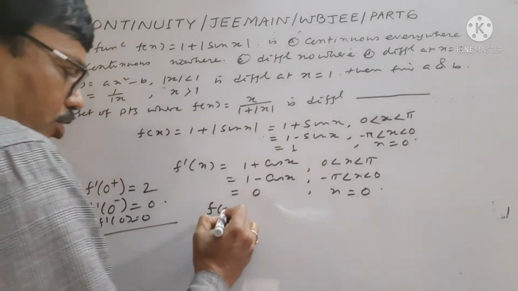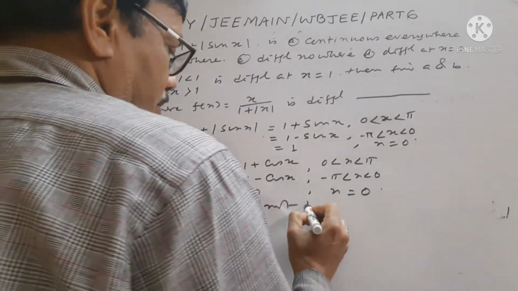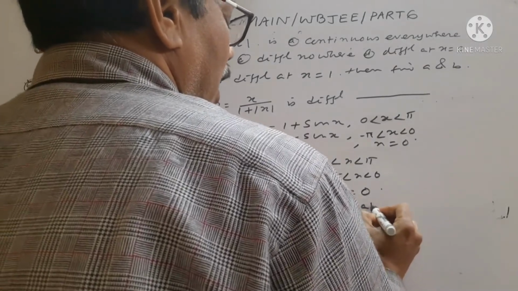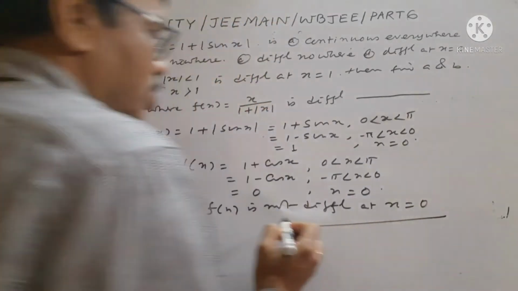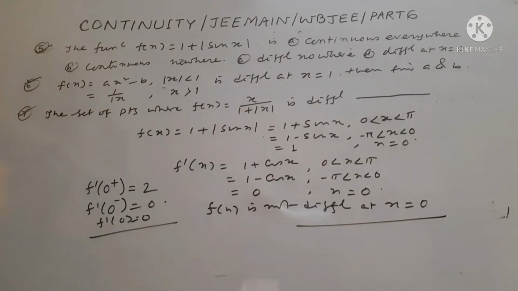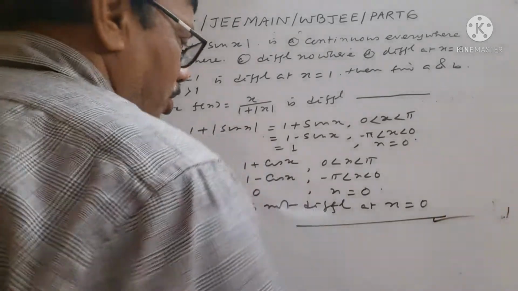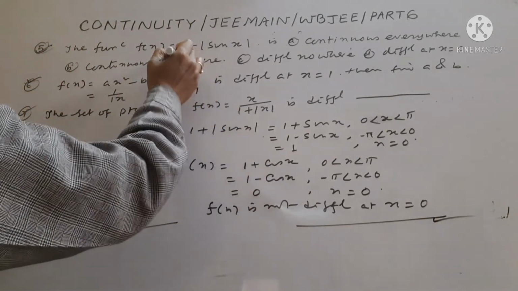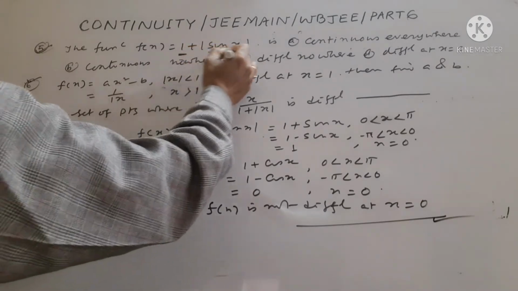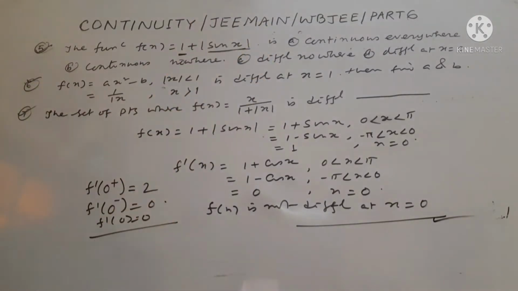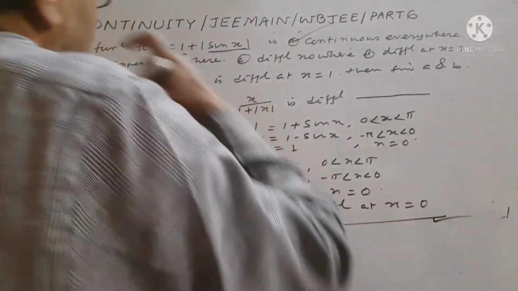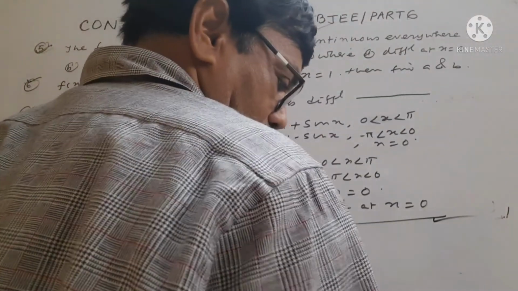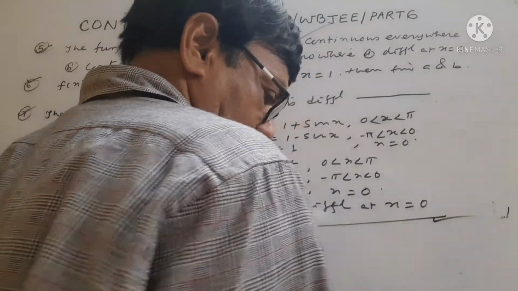So f(x) is not differentiable at x equals 0. Now 1 is a continuous function and mod sin x is a continuous function. So the sum of two continuous functions is continuous. So option A is obviously correct. It is continuous everywhere.